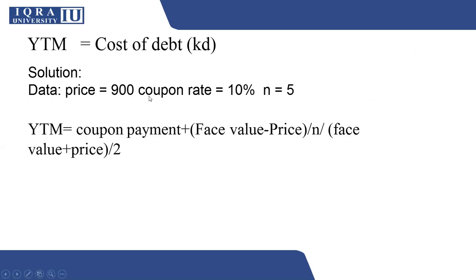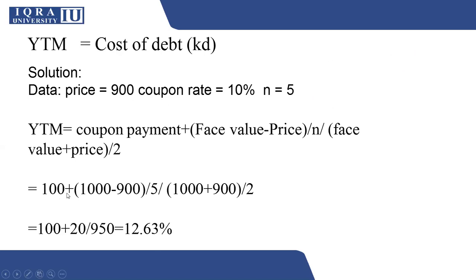Suppose this was the data which is given in the question: the price was 900, coupon rate was 10%, and maturity time is 9. If I fill in all the information over here, the coupon payment will be taken as 10% of the face value, and that will be 100. Face value was 1000, and the current price is 900, divided by the maturity time, and finally you will divide by the sum of these two and divide by 2. So the result is 12.63.